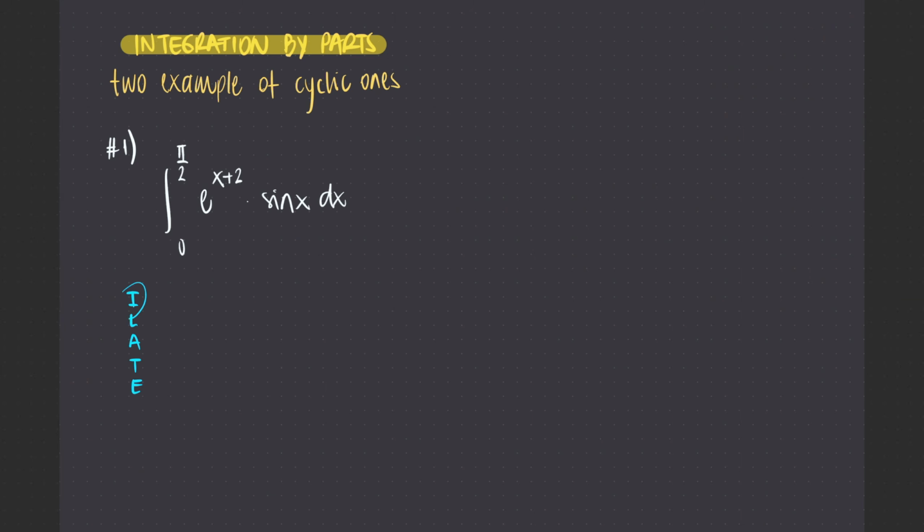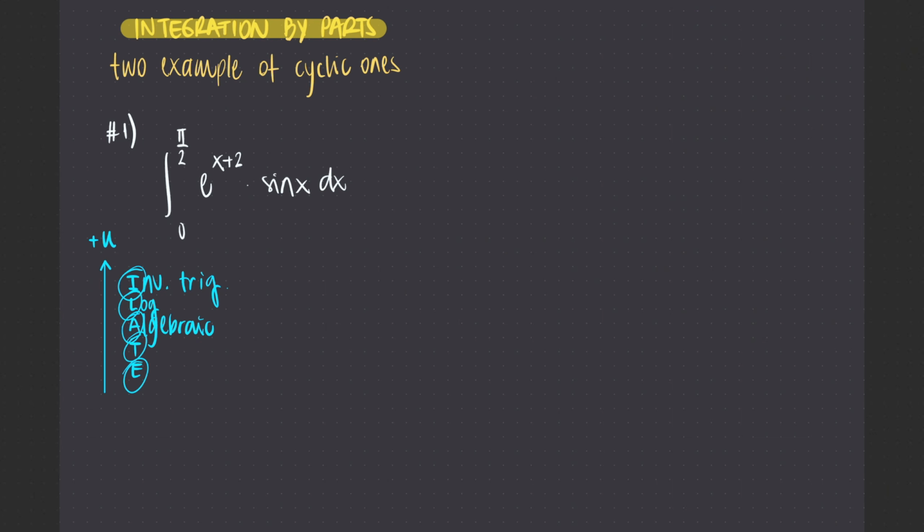It's also important to remember the priority for choosing where your u is going to be. There's an acronym, ILATE, I-L-A-T-E, that you can use and should use to choose what your u is going to be. The top priority is for inverse trig functions such as arcsine, arctan. Then we have log functions such as natural log of x or log base 10 of x. Then we have algebraic ones such as x squared or x plus 1. Then we have the trig ones and the exponential ones.